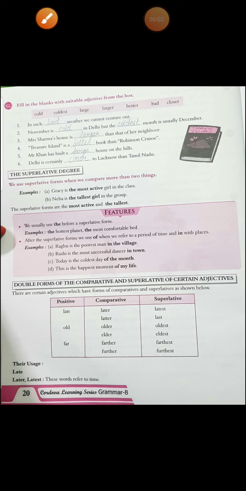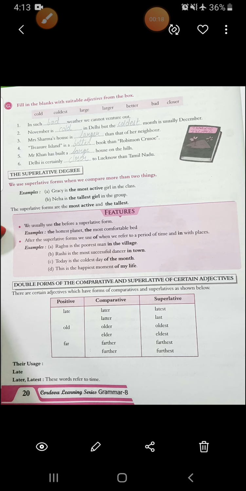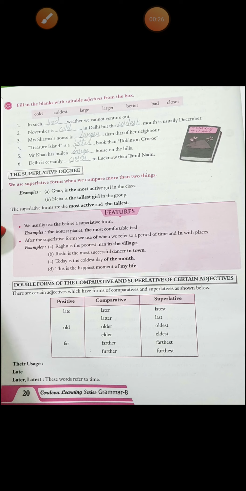Hello class 8th. This is your third video of your chapter Adjectives and the degree of comparison. In my last video I started the comparative degree, and we have to do now exercise G, that is given here on page 20.